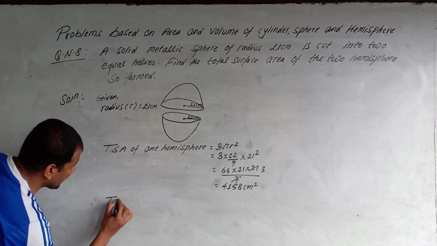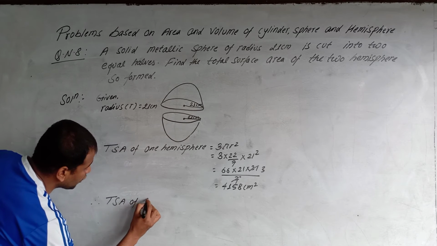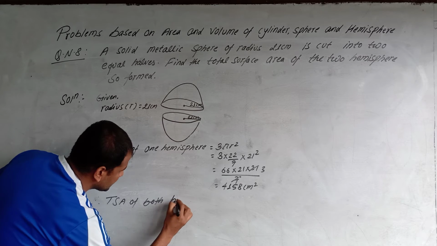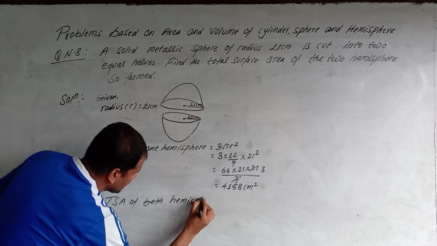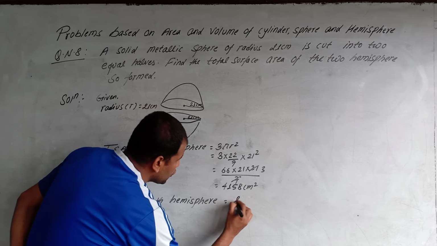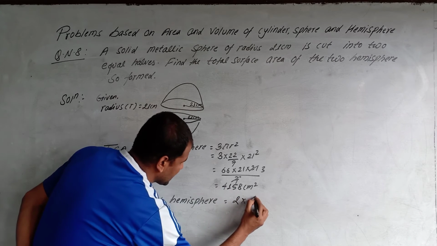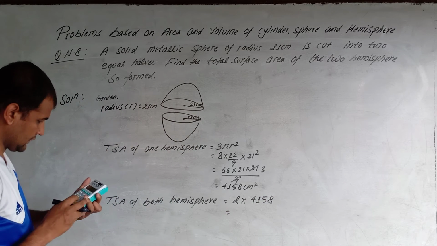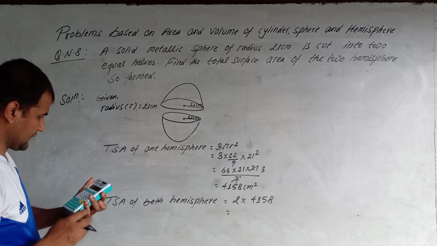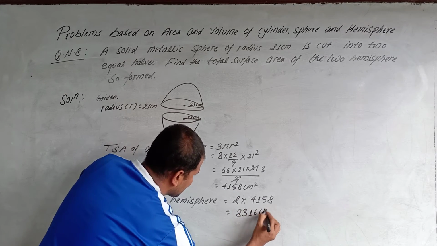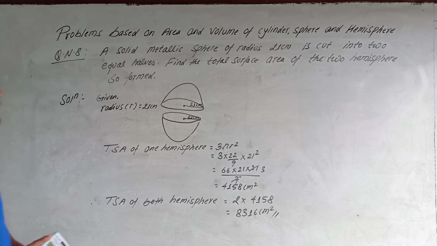Therefore, TSA of both hemispheres is equal to 2 into TSA of one hemisphere, that is 4158 into 2, that is equal to 8316 centimeter square is the TSA of both hemispheres.